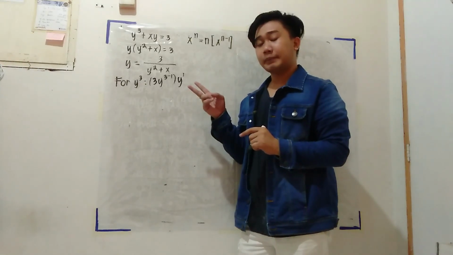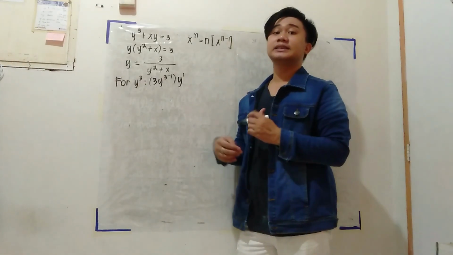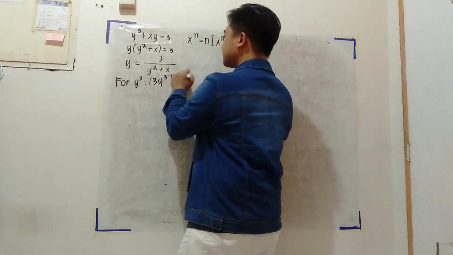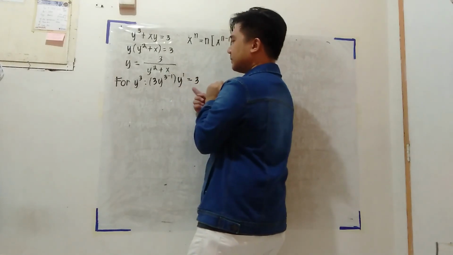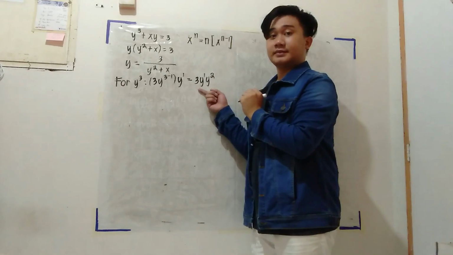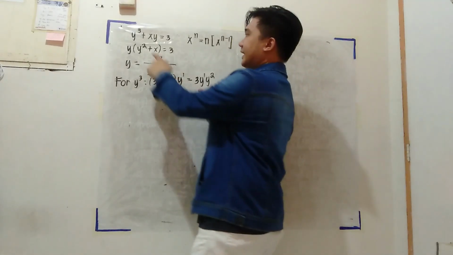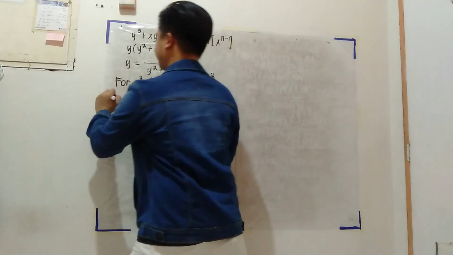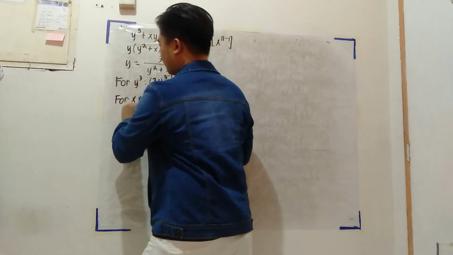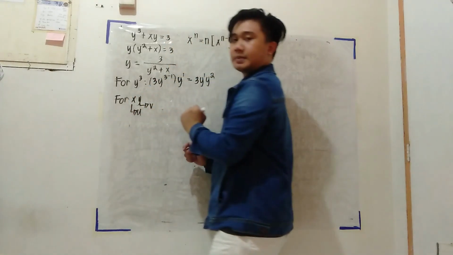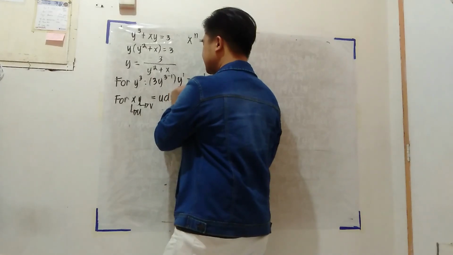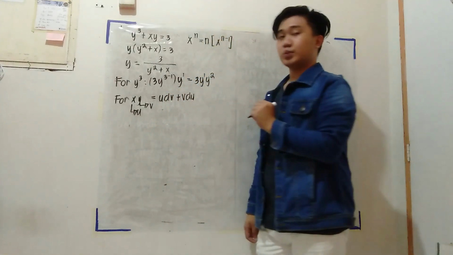Ang ibig sabihin ng y prime, dinifferentiate mo to 1 time. Kung y double prime yan, 2 times ka nang nag-differentiate. Once pa lang, kaya y prime pa lang. So ayusin ko to, this will become 3y prime y squared. And then, tingnan mo naman si xy. Makikita mo, meron kang u, meron kang v, and basic differentiation formula, this will become u dv plus v du.